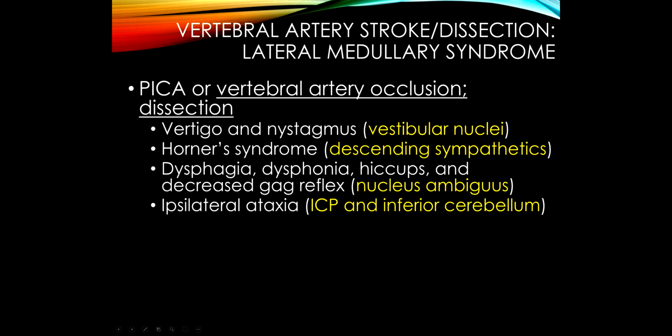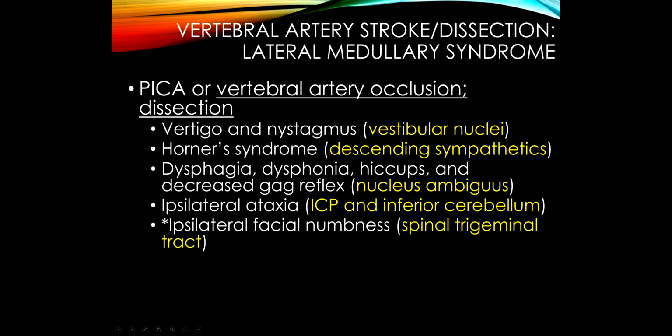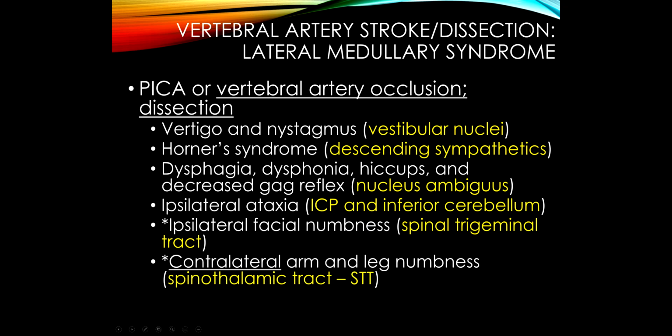The involvement of the inferior cerebellar peduncle and the undersurface of the cerebellum will give the patient ipsilateral ataxia. The involvement of the spinal trigeminal nucleus and tract will give the patient ipsilateral facial numbness. So these things are all ipsilateral. So the contralateral finding is from involvement of the spinothalamic tract. And so the opposite arm and leg has a loss of pain and temperature.